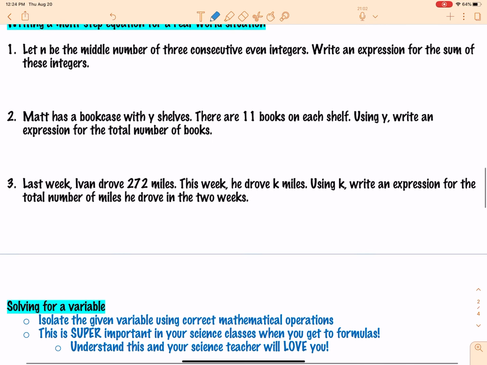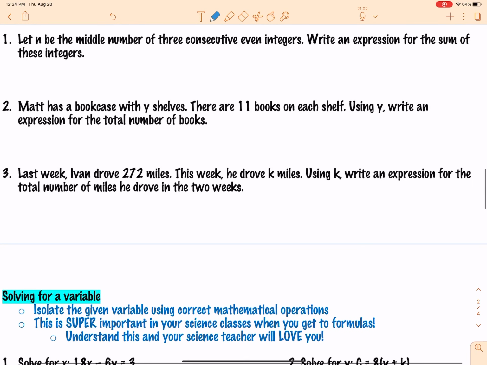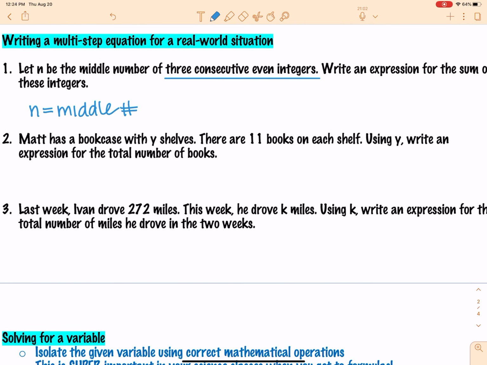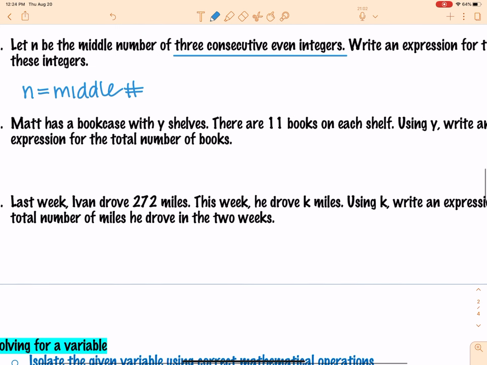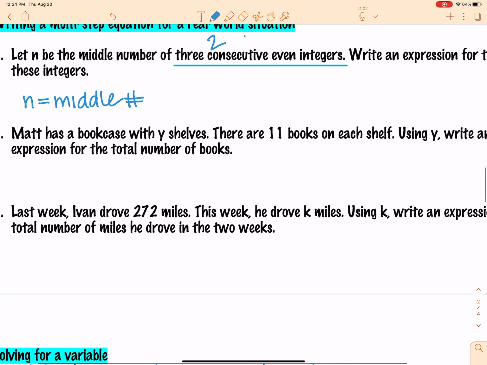It says, let n be the middle number of 3 consecutive even integers. What does that even mean? So we're going to say n is equal to the middle number, because that's what it told us to do, of 3 consecutive even integers. Let's break that down. That sounds confusing. We have 3 numbers. They're even, consecutive meaning in order. So you have like 2, 4, 6, for example. That's 3 consecutive even integers.